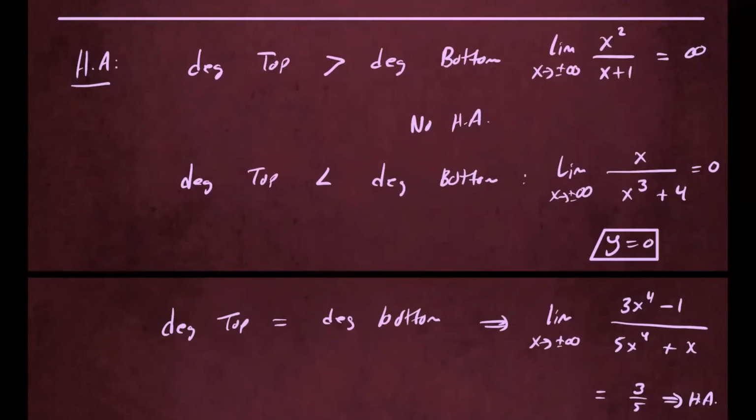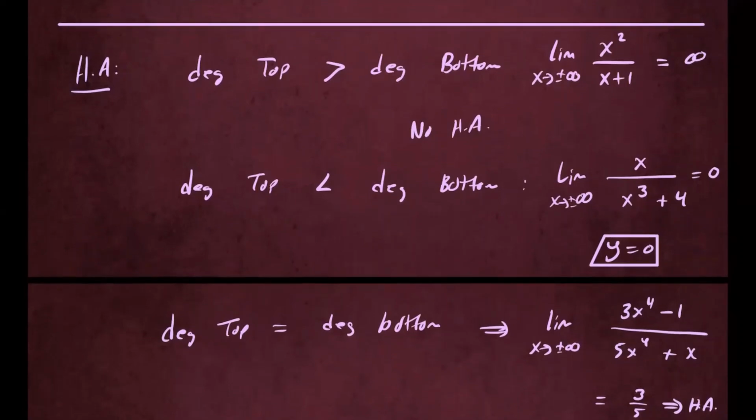Oh, sorry, Cynthia, can you tell me that again? Thank you. For the second example, the degree of the top is less than the degree of the bottom and it equals 0, that means, right. Oh, you did write it. It says y, so y equals 0 is a horizontal asymptote. Right, so this is the horizontal asymptote.